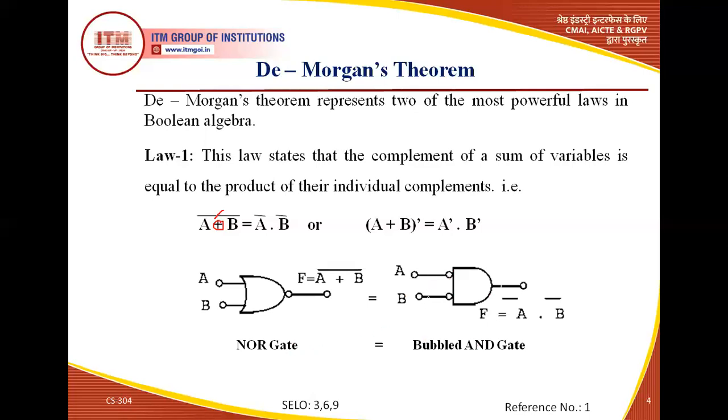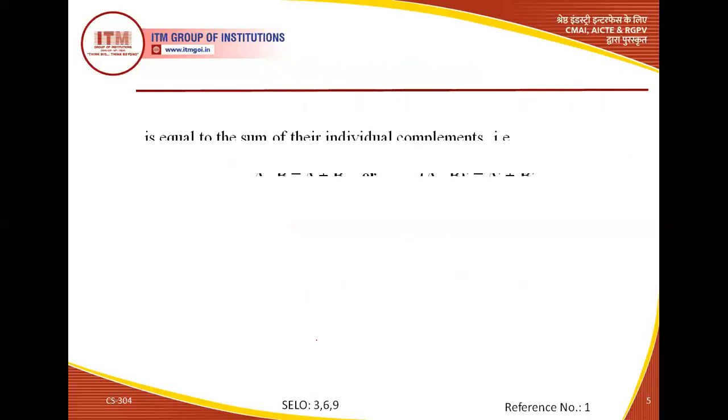But the bubbles should be on all the input lines, then it will work as a NOR gate. So from the first law of De Morgan, we also know that bubbled AND gate is equivalent to NOR gate. So this is the first law of De Morgan. Now we discuss the second law.